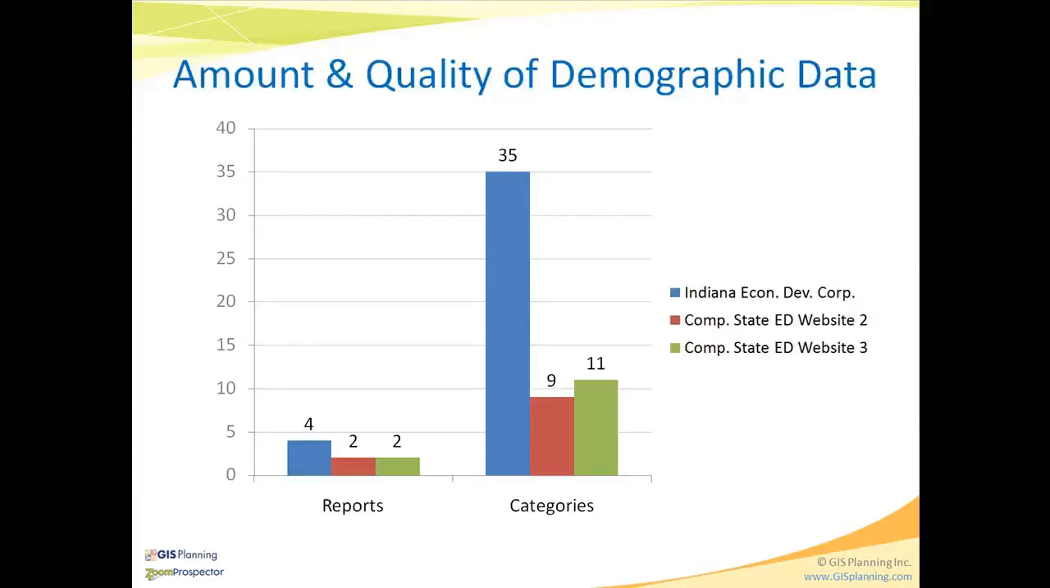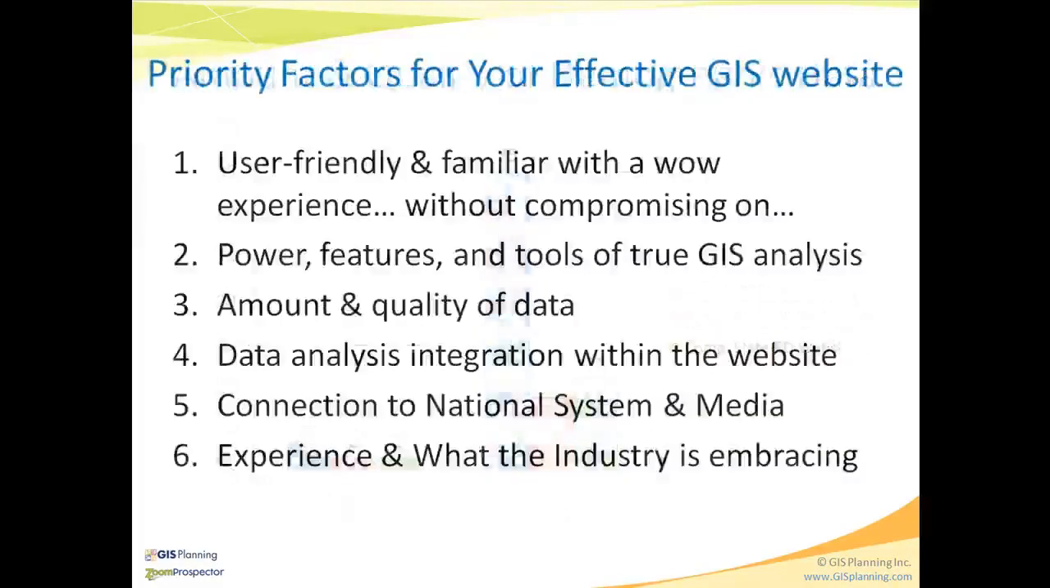But you can see that Indiana had twice as many demographic reports as these other states and had more than 3 times as many demographic categories within these reports. So it's a significant advantage for the state of Indiana in terms of what they're able to deliver to their customers. So here are 6 priority factors which economic developers can consider when deciding how to have the most effective GIS website.